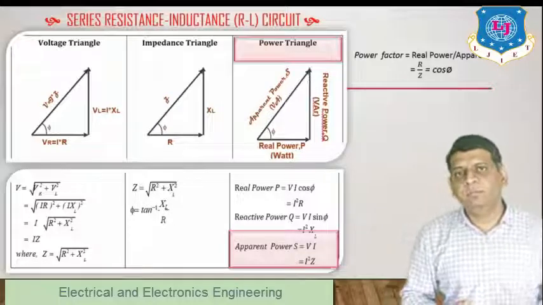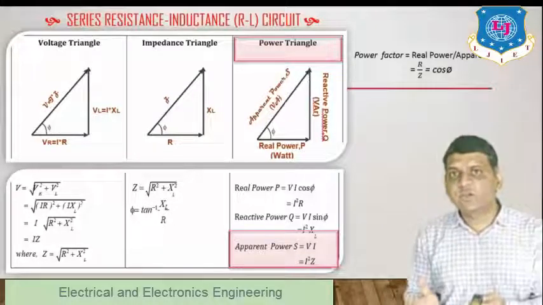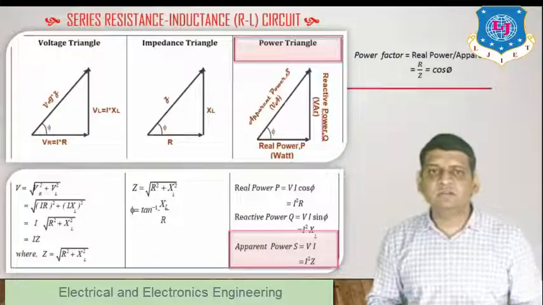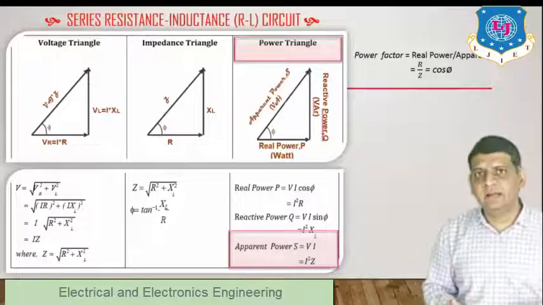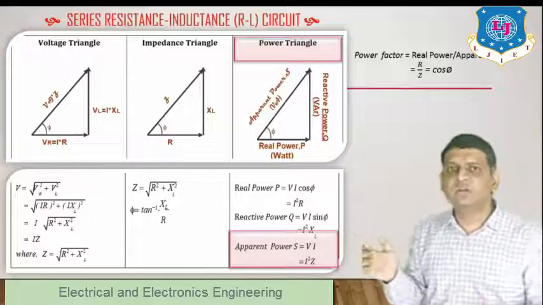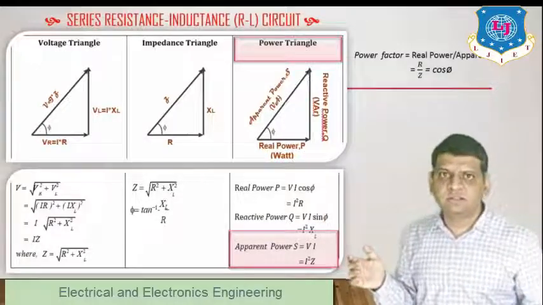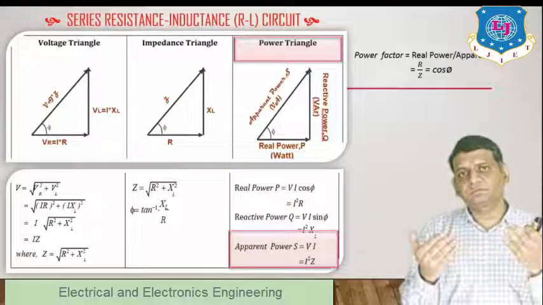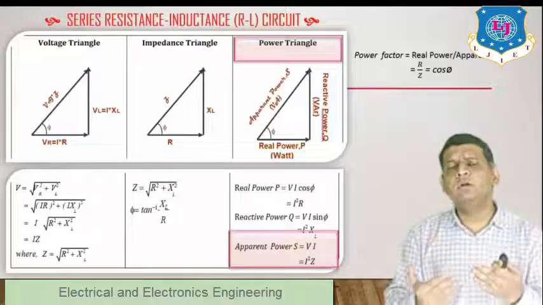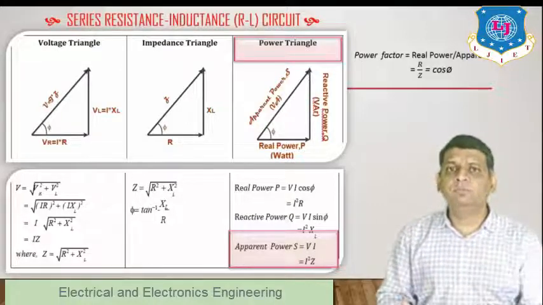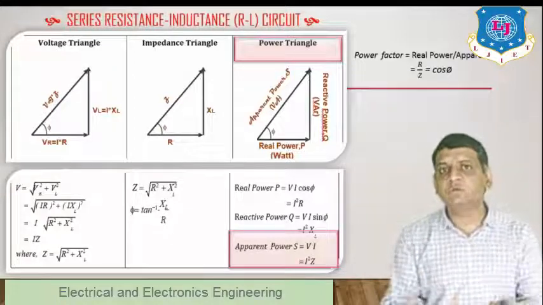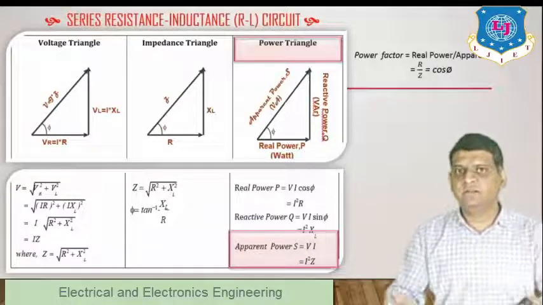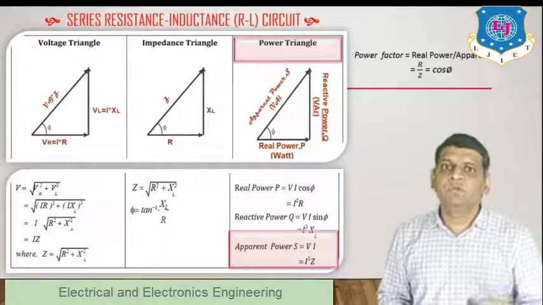So if we put real power, which is I squared into R, divided by apparent power, which is I squared into Z, that term is defined as R by Z, and from this triangle you can see it's cos phi. So cos phi is equal to R by Z. Here the power factor is the most important parameter to define the circuit efficiency. So the power factor PF is equal to cos phi, which is equal to R by Z.